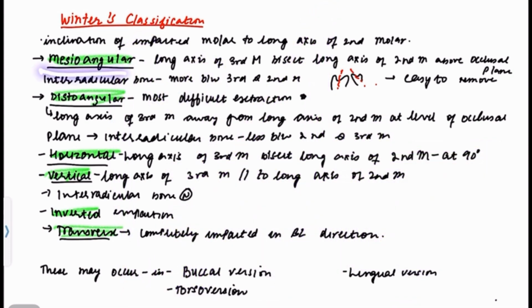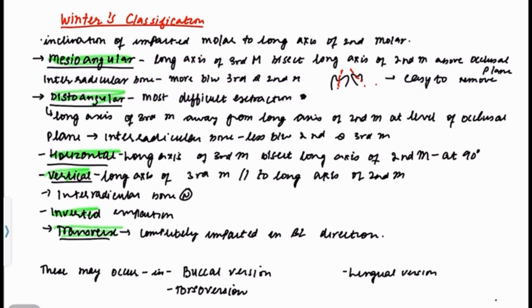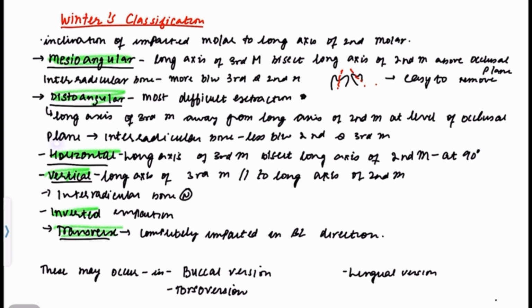So this was mesioangular. In the same way, in distoangular, the long axis of the third molar is away from the long axis of the second molar at the level of the occlusal plane. In mesioangular, the interradicular bone, that is the bone between the second and the third molar, is more, and this tooth is easier to remove, whereas distoangular is the most difficult extraction. So this is a question: the most difficult extraction is the distoangular tooth, and in this the interradicular bone is less between the second and the third molar.